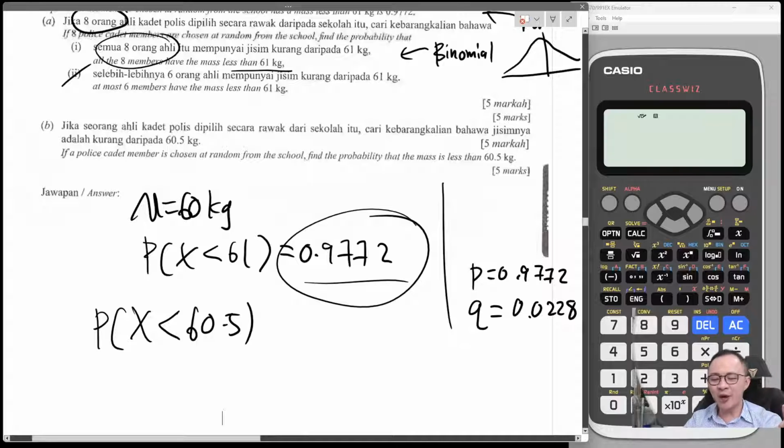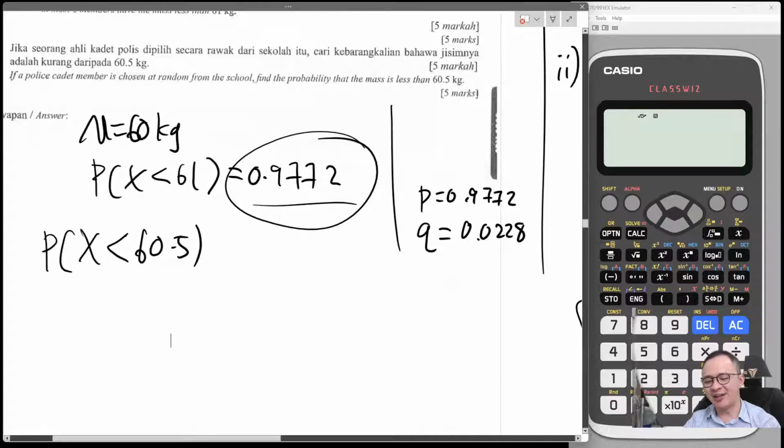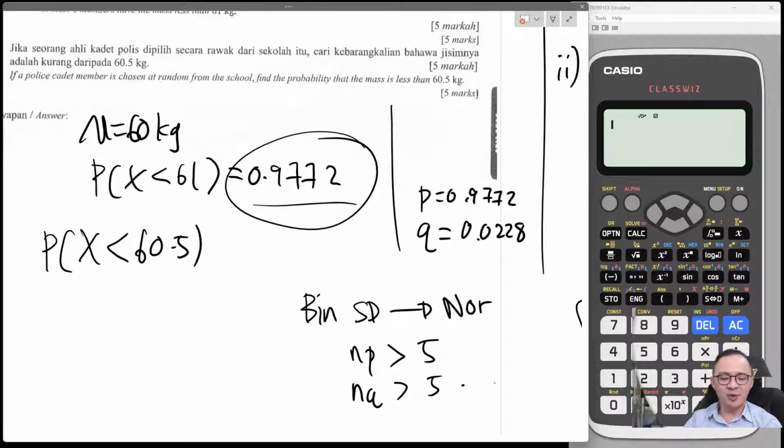Of course, there's a way to find the standard deviation using a binomial. This is when I teach the higher level. We can use the binomial. But this one I haven't checked the marking scheme. We can use the binomial standard deviation in a normal distribution, and the condition is that np and nq must be bigger than 5. This is what you will learn in A level or SPM or matriculation or even university.